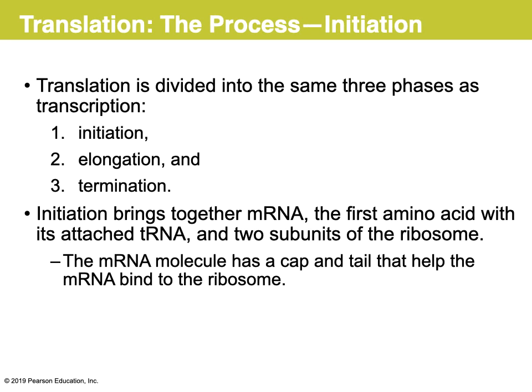Now, conveniently, translation has the same 3 phase names as transcription: initiation, elongation, and termination. But instead of initiation, elongation, and termination of a messenger RNA strand, you're having initiation, elongation, and termination of a polypeptide. So initiation is going to be bringing together that messenger RNA, the first amino acid carried by its attached tRNA, and those 2 halves of the ribosome. And again, that's where that cap and tail come in. It helps the messenger RNA bind to the ribosome.